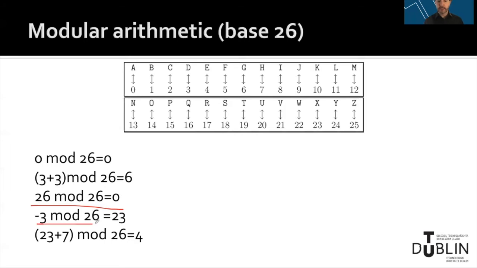Minus 3 mod 26. You can't have minus numbers, but what is minus 3? So you count backwards. 0 was A, minus 1 is Z, minus 2 is Y, minus 3 is X. So that's 26 minus 3 gives you the mod. Lastly, 23 plus 7, that is 30. There aren't 30 letters, so you go 30 minus 26, which gives me 4. So you end up here, E.